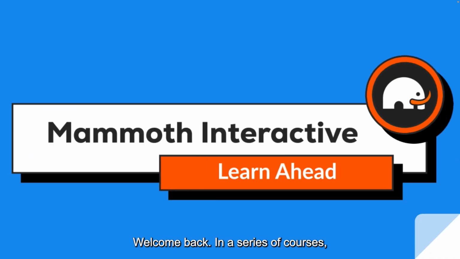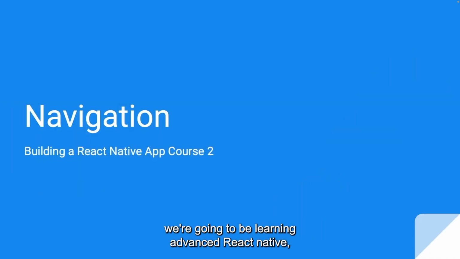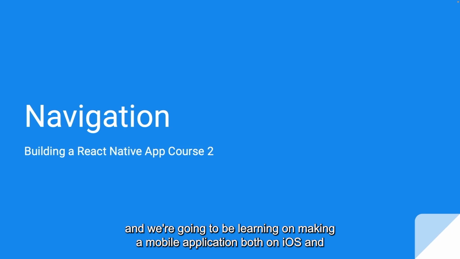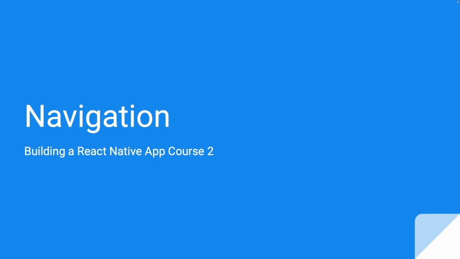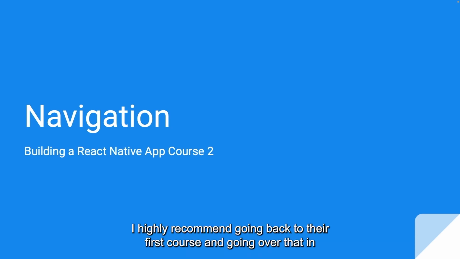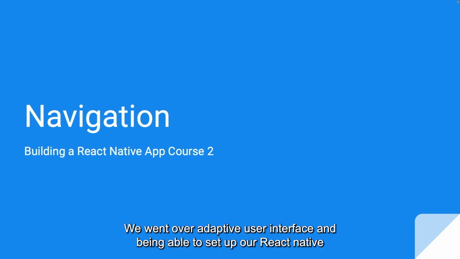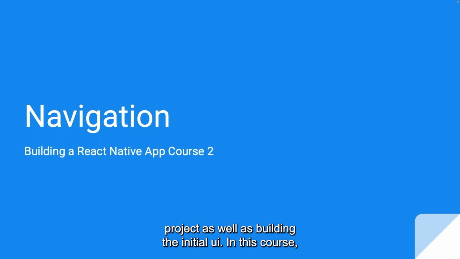Welcome back. In this series of courses, we're going to be learning Advanced React Native. And we're going to be learning on making a mobile application both on iOS and Android. Specifically, an application that allows us to review games and publish them. If this is your first time seeing this, I highly recommend going back to your first course and going over that. In there, we went over adaptive user interface and being able to set up our React Native project as well as building the initial UI.